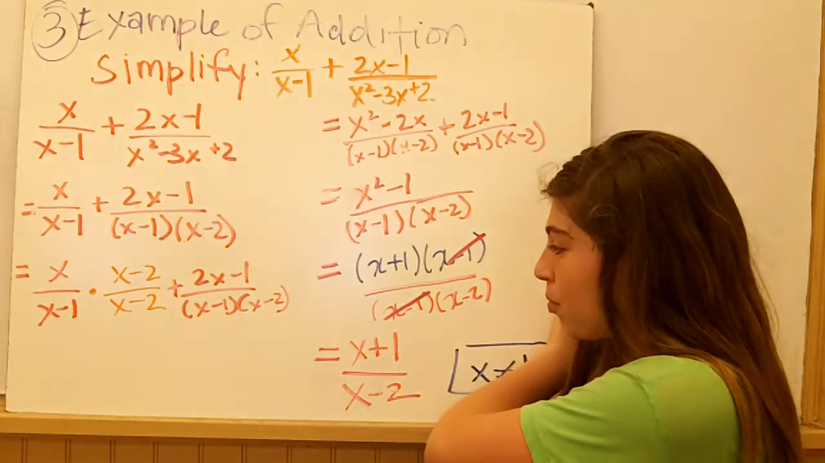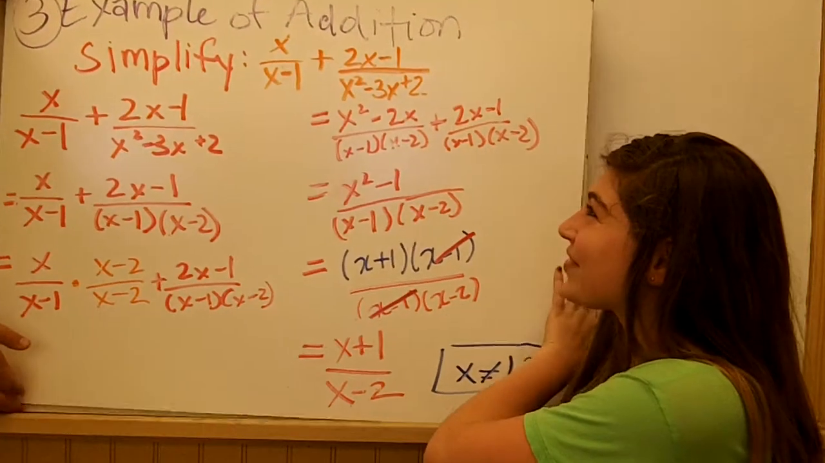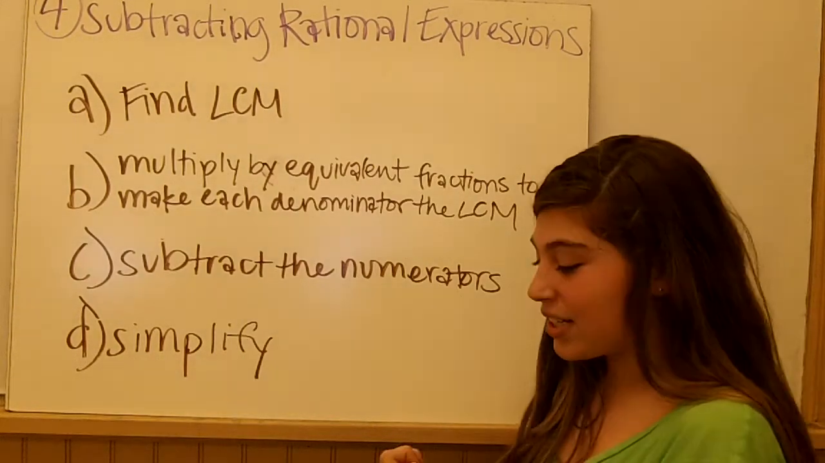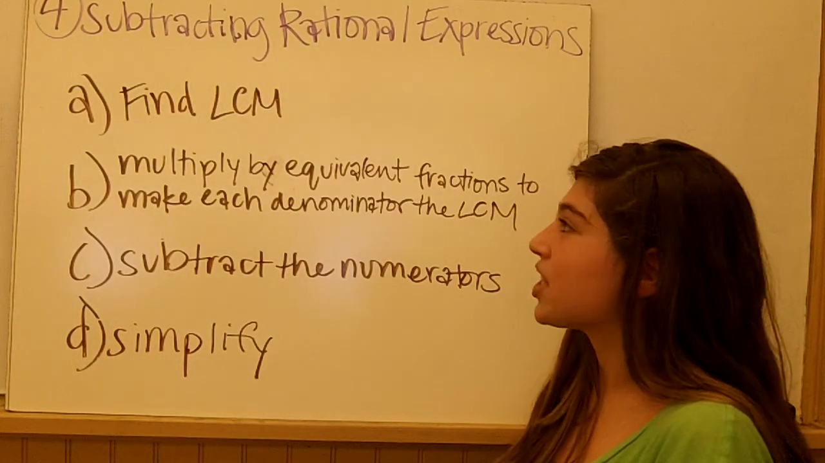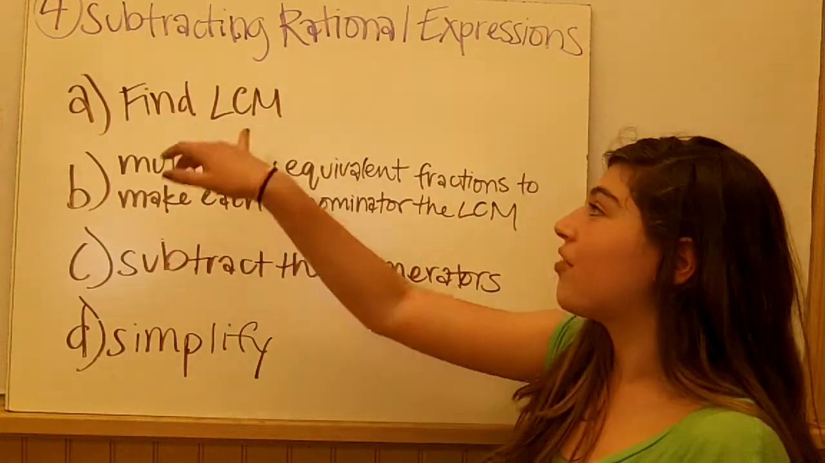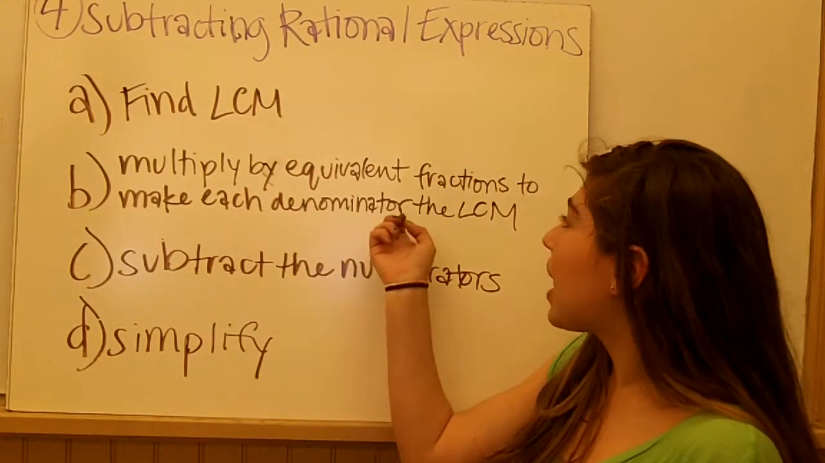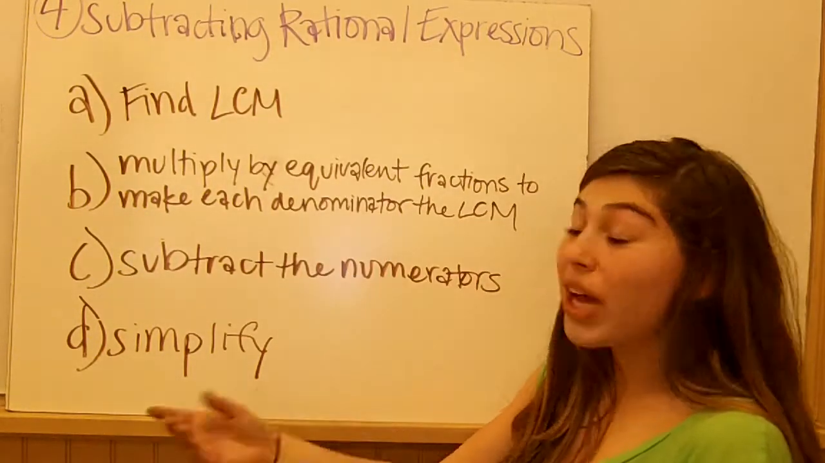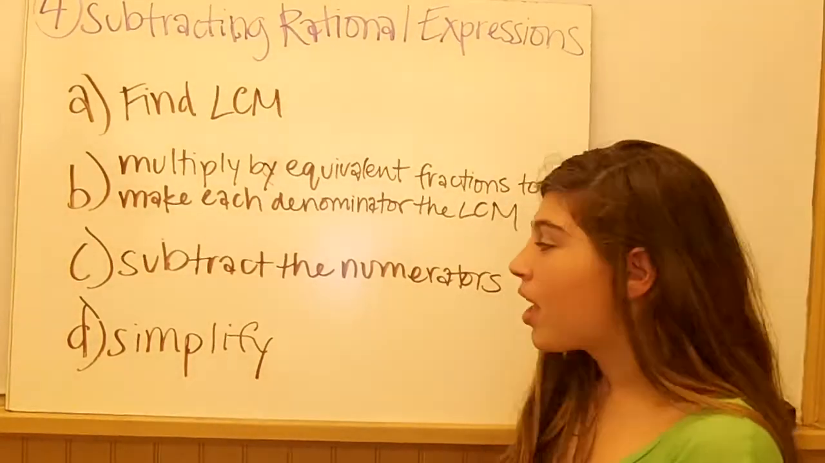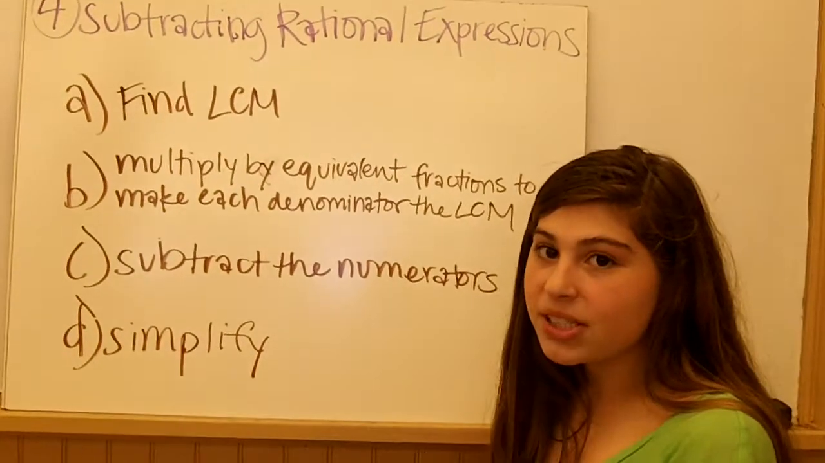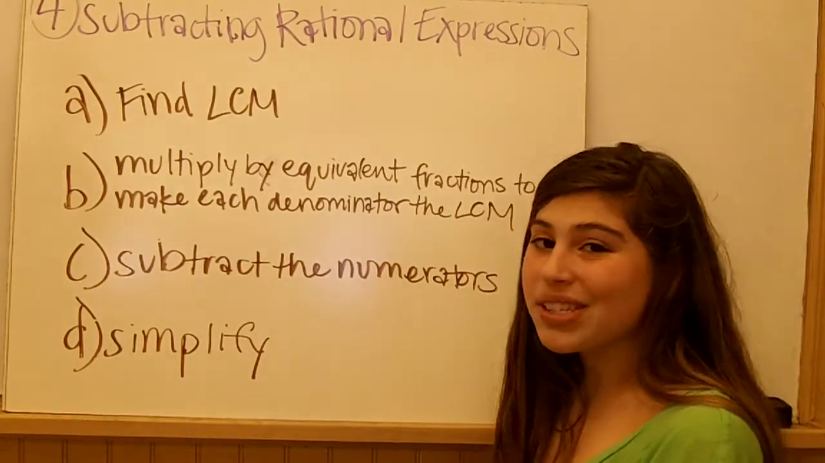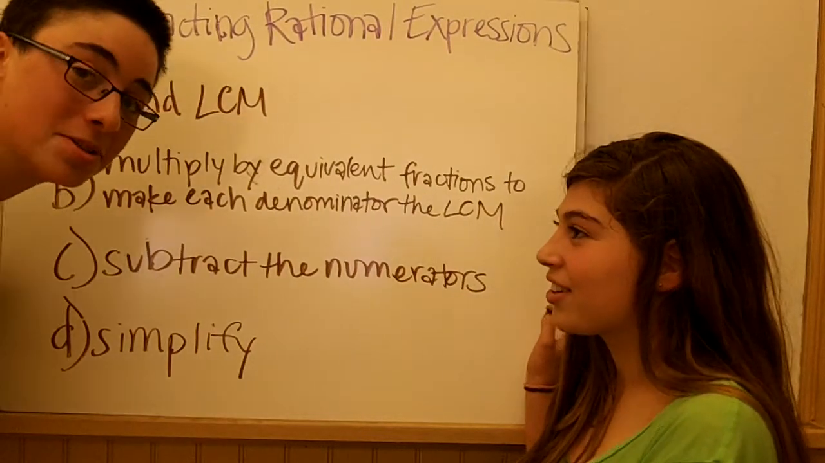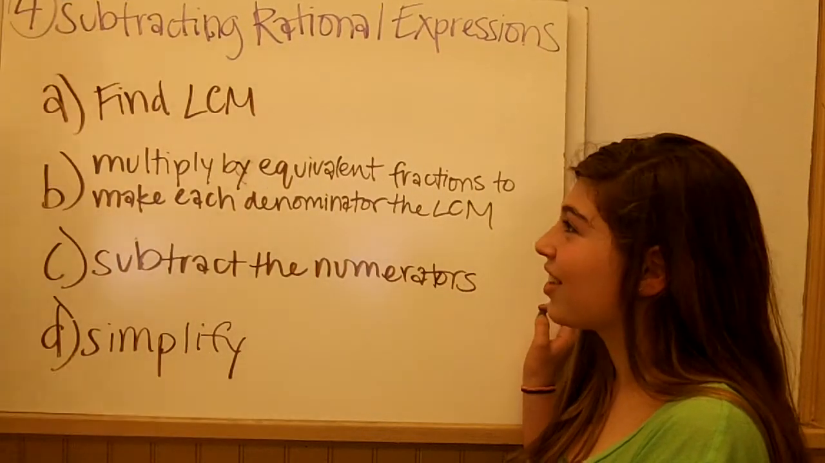That's fine. Okay, so subtracting rational expressions is very similar to adding rational expressions. Like adding, we find the LCM, we multiply the two fractions by equivalent fractions to get the denominators equal to the LCM, and then we subtract the numerators instead of adding, and finally we simplify. Helpful hint, when subtracting, make sure you distribute the negative.